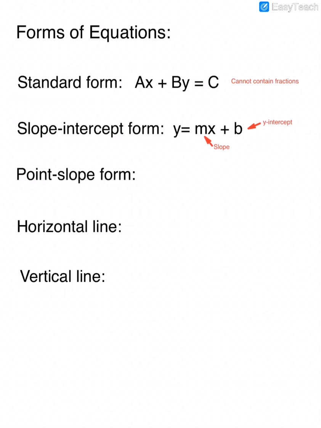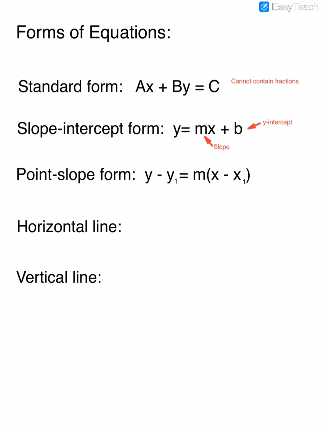The next form of an equation is point-slope form. Point-slope form is y minus y sub 1 equals m times x minus x sub 1. In this form of the equation of a line, the y and the x that don't have the sub 1's beside them, those stay a y and an x. But the m, just like in slope-intercept form, represents slope, and the y sub 1 and the x sub 1 are the coordinates of our point.